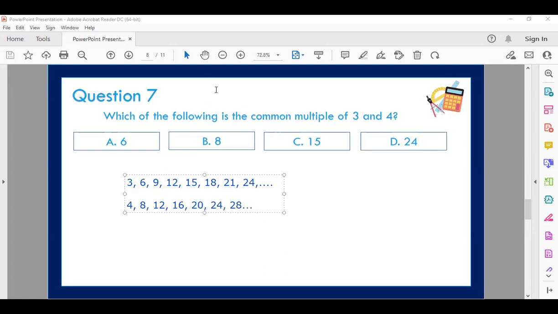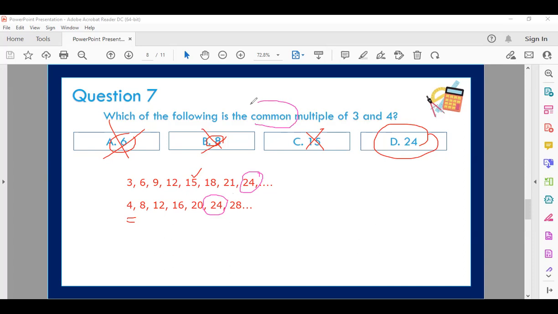So if you look here in our options, 6 is definitely not there. There is no 6 for 4. There is no 8 in 3. Is there 15? Definitely no 15. There's only 15 for times table 3, but no 15 for times table 4. Is there 24? Yes, there is. We have 24 in times table 3 and we have 24 in times table 4.